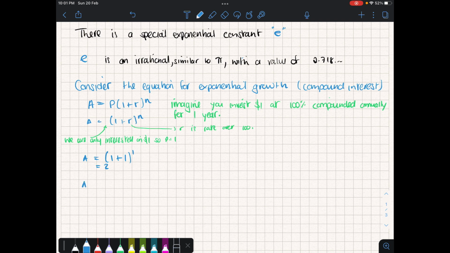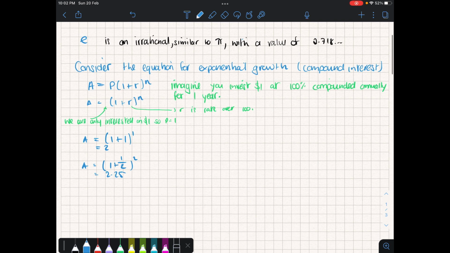Now, we all know that the banks can pay interest at better rates, and so we can consider, what if we invested this amount of money at 100% interest, except it was compounded twice a year? So we get 50% in the middle of the year and 50% at the end of the year. And so instead of getting 100%, we'll get half of that. And instead of having 1 period of compounding interest, we'll have 2. And what we end up with is $2.25. So somewhere in the process of compounding an extra period, we've ended up with 25 cents more.